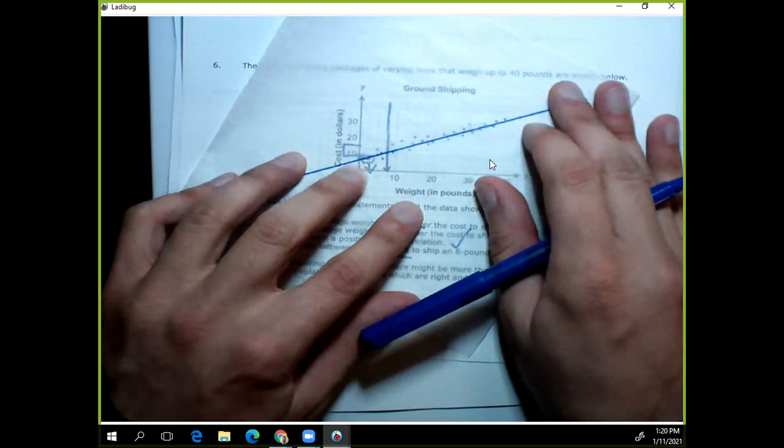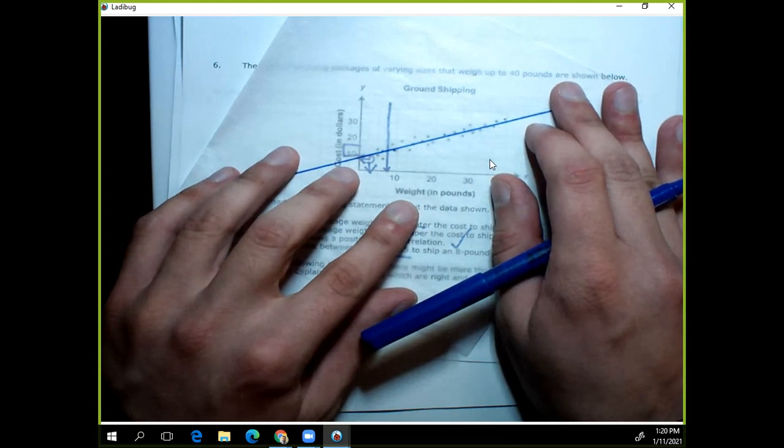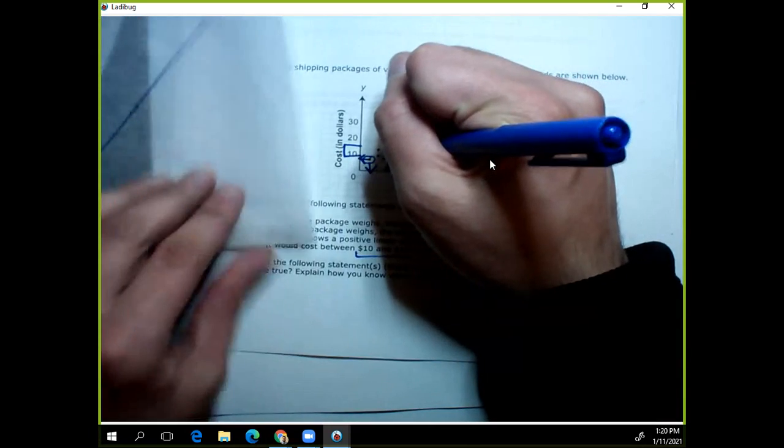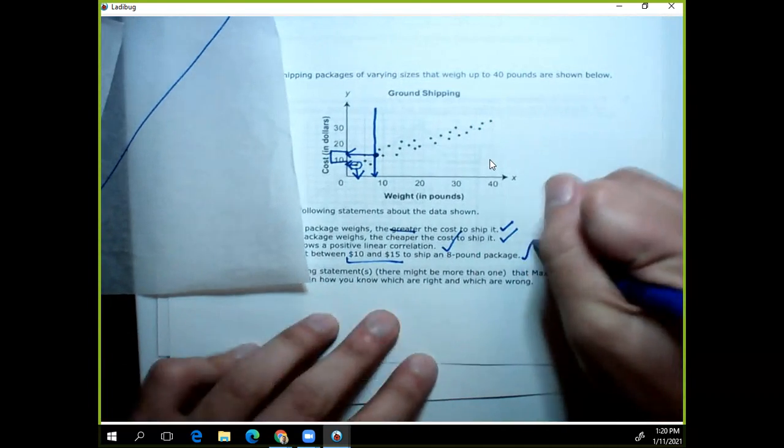So we need to get our patty paper, find our middle ground. Let's say that's about middle. So it lands right here. So is that in between 10 and 15? Yep. So that'd be a true statement as well. So all of them are true.